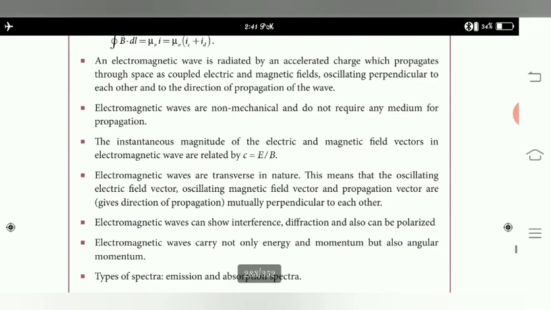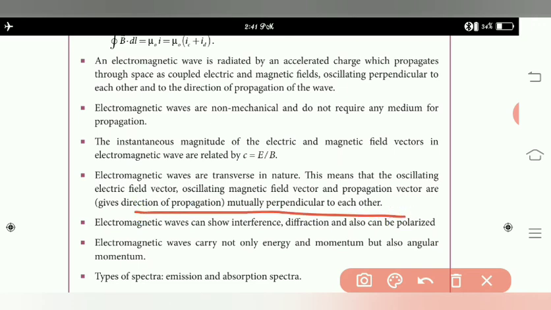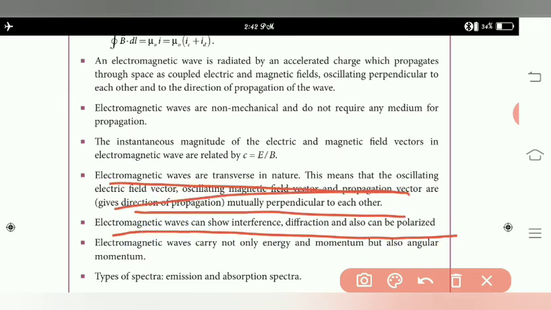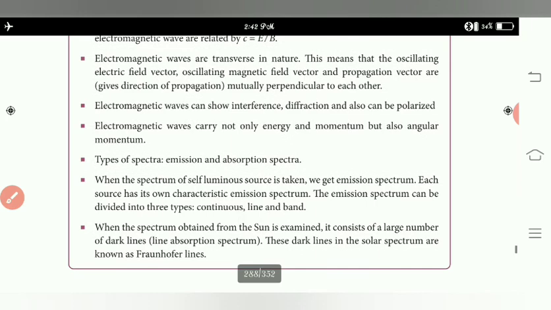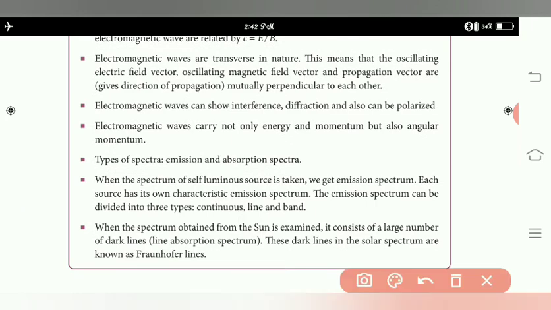Electromagnetic waves are transverse in nature. The oscillating electric and magnetic field vectors are directed mutually perpendicular to each other. They can show interference and diffraction, and can be polarized. The waves carry not only energy but also momentum and angular momentum. There are two types of spectra, called absorption spectra and emission spectra. So this is also important, two more questions.